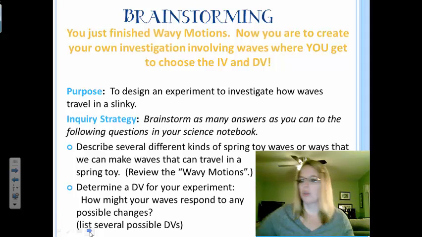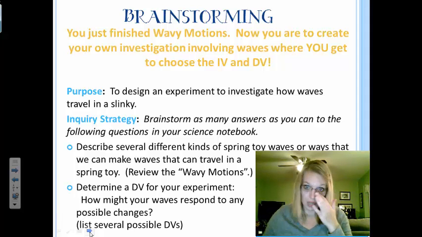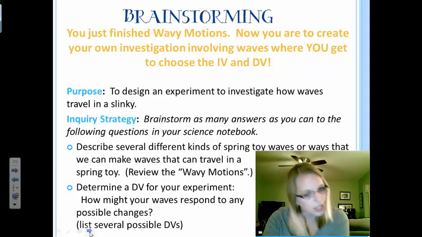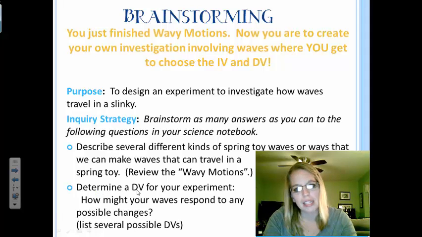So now you're going to create your own investigation involving waves where you get to choose the IV and DV. So the purpose is basically to design an experiment. And we're going to show you a good way to brainstorm. And the first thing is, we need to determine a DV for your experiment. So what is something that we can measure about our waves?